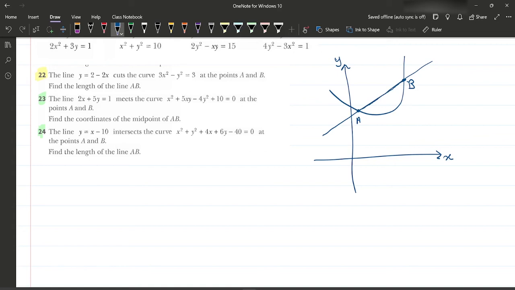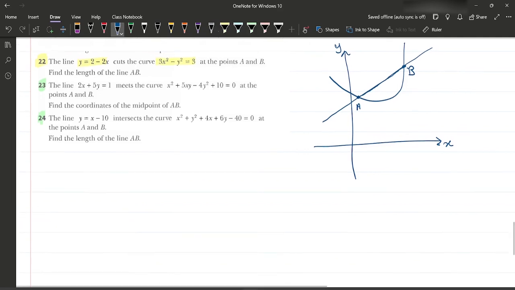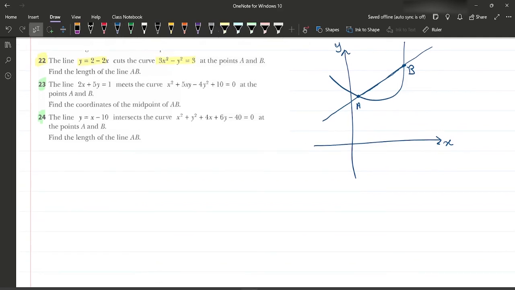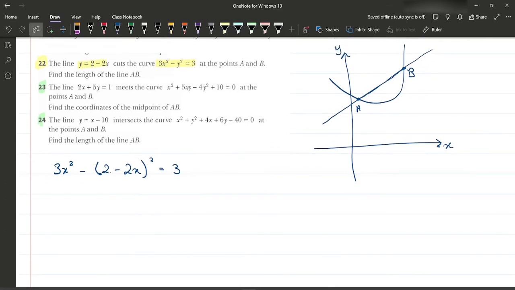To find A and B, I need to find the coordinates of A and B, and I have to use these equations that I've been given. So let's begin. They've already given us what y is equal to, so all we have to do is say 3x squared minus (2 minus 2x) squared equals 3. Why did I do that? Because y is already equal to this, so I can just put it here.